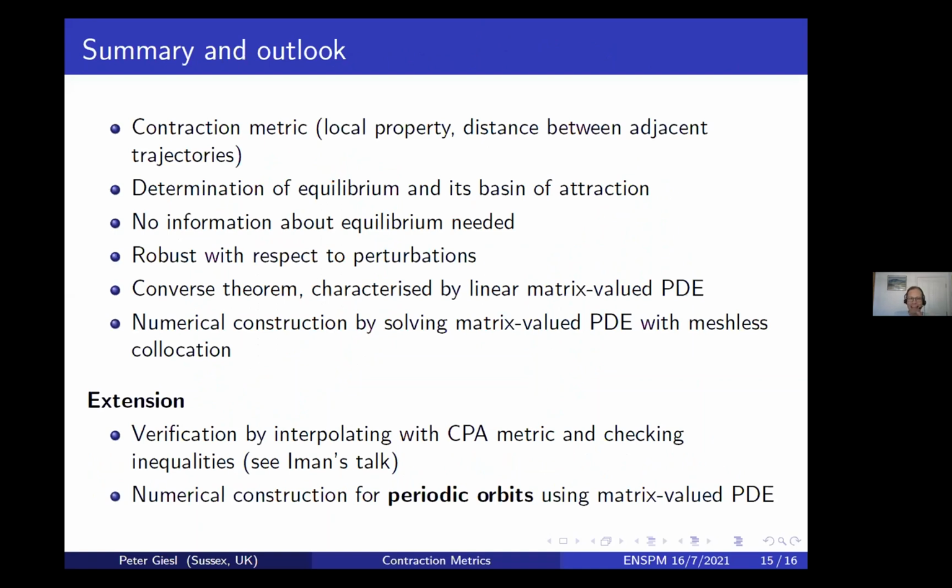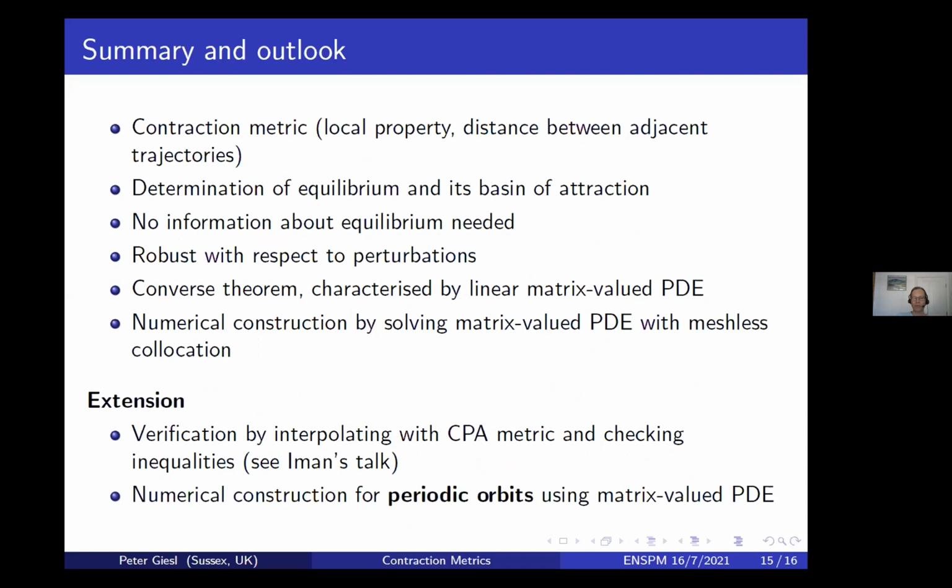So time is up. I need to stop here, but Iman, who I point to later, will go on to develop these methods further. I come to that in the extensions. But I've shown you what a contraction metric is. It's a local property measuring the distance between adjacent trajectories. So with respect to this metric, this distance will decrease.